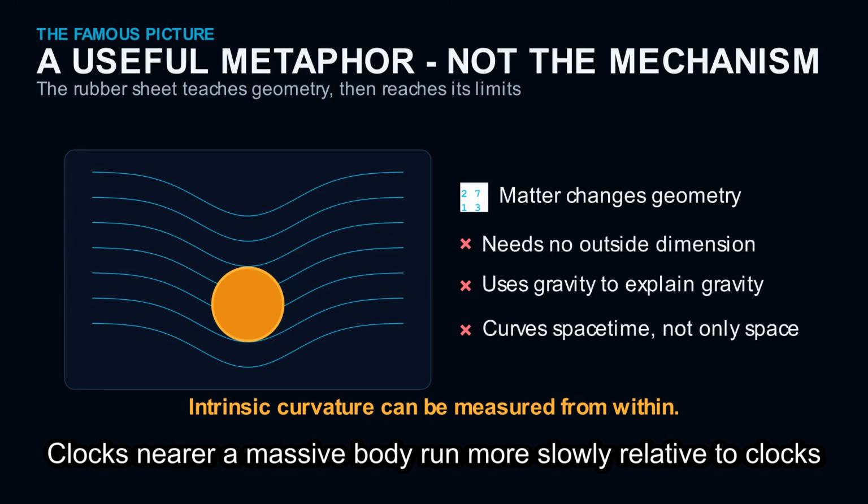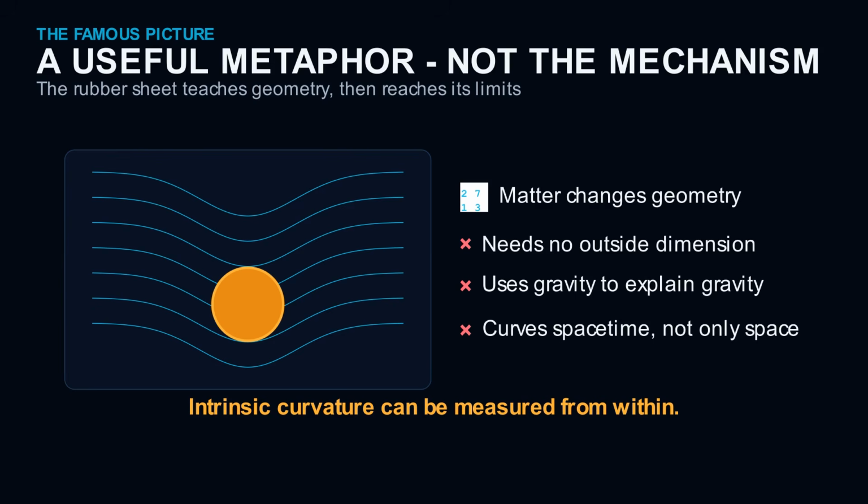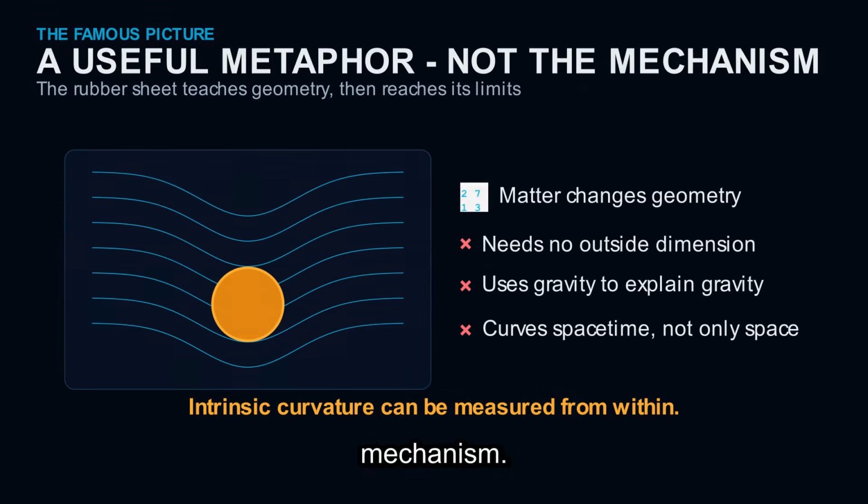Clocks nearer a massive body run more slowly relative to clocks farther away. The full theory curves spacetime, not just a two-dimensional surface. So keep the rubber sheet as a visual metaphor, not a literal mechanism.